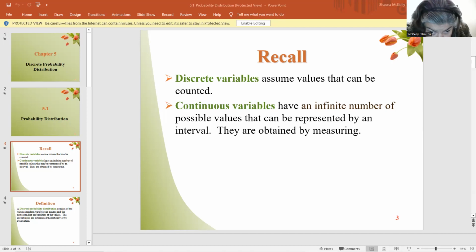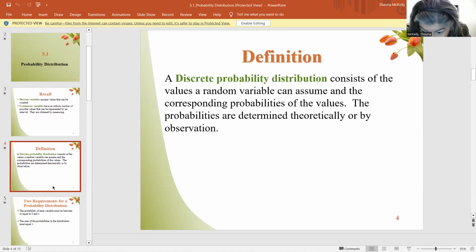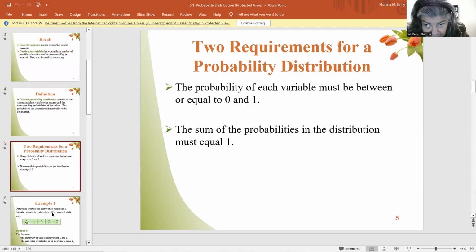Let's go to the next slide here. A discrete probability distribution consists of the values a random variable can assume and the corresponding probabilities. So it's kind of like a combination of the tree diagram with the sample space, but all it shows us is the probabilities and the values that the variable can assume.